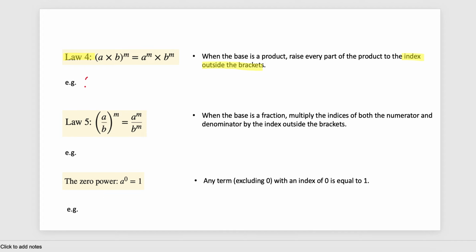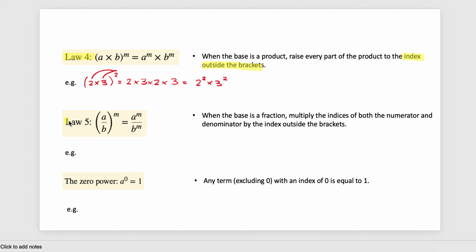Okay, so I'll just give you an example here. If we've got in the brackets 2 times 3, to the power of 2, then that means, isn't it, 2 times 3 times 2 times 3? So we can just write it as 2 to the power of 2 times 3 to the power of 2. And all we need to do is to assign that index to both values inside the brackets.